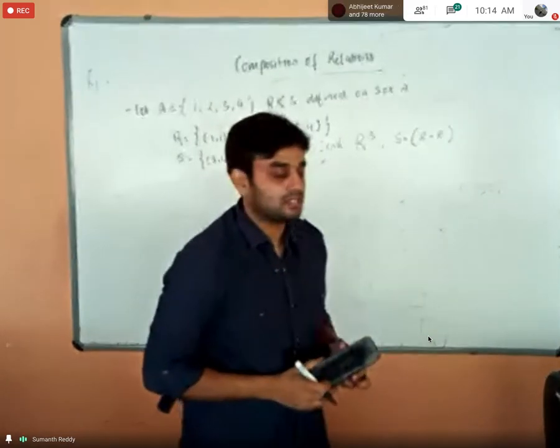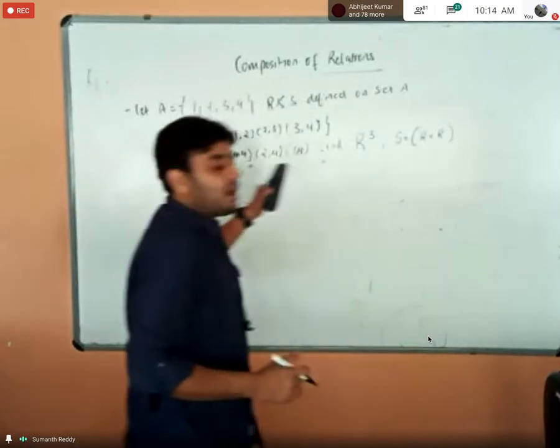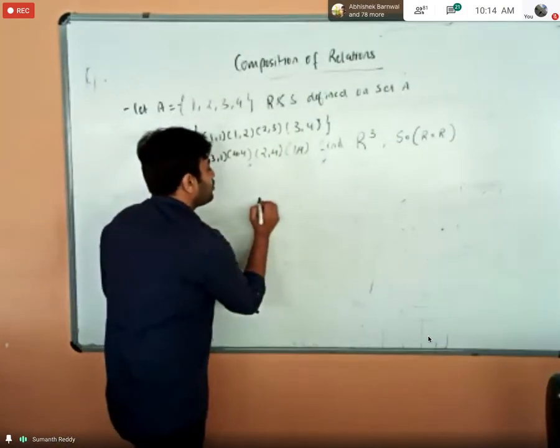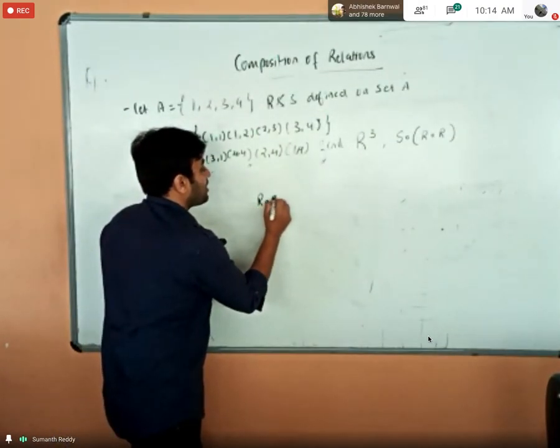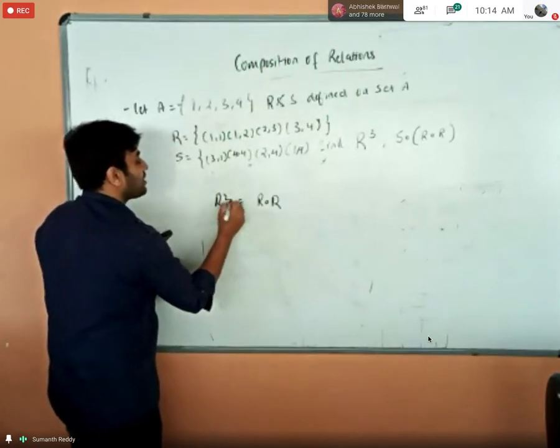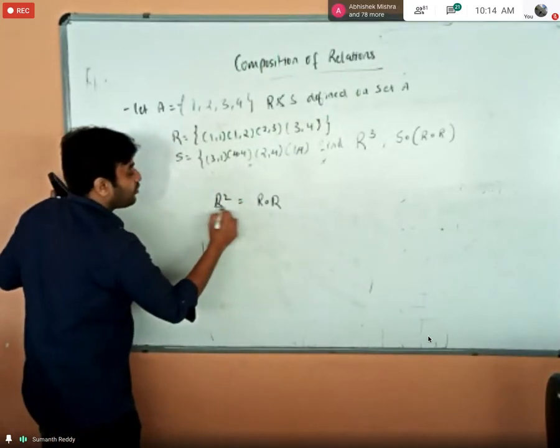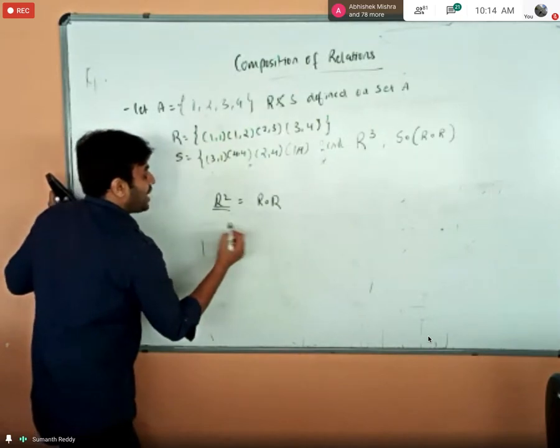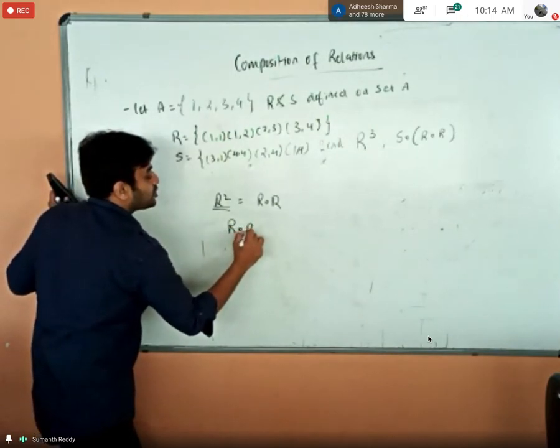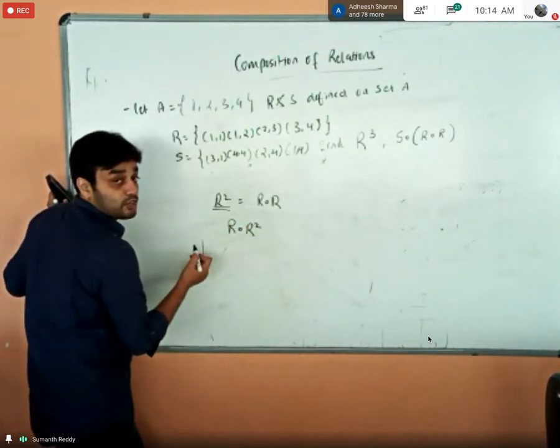Okay, so try to solve this. It's very simple. R cube: first of all, you would have found what is R composition of R, right? So that is actually equal to R square. And for whatever solution you got for that, you add one more R. That is R composition of R square. So that will be R cube, right?